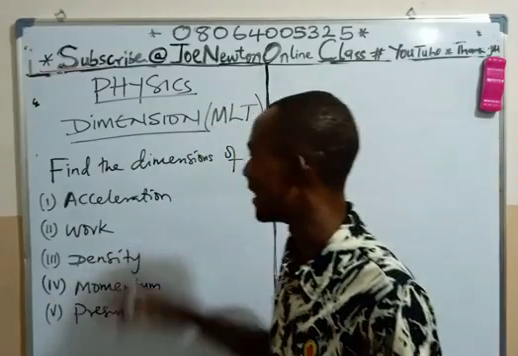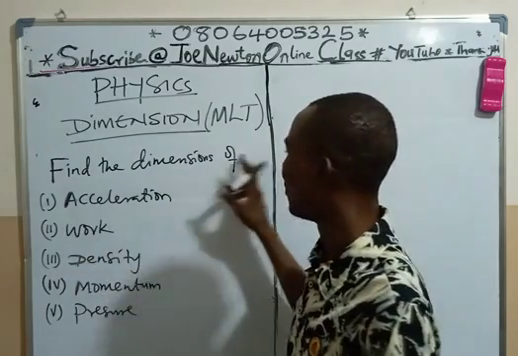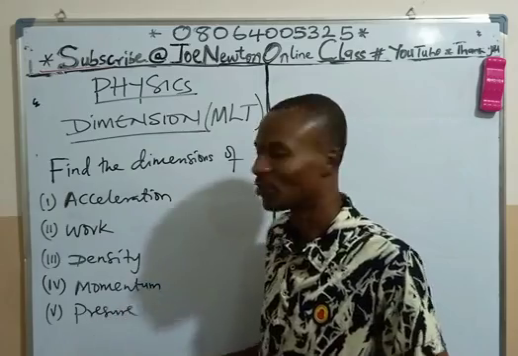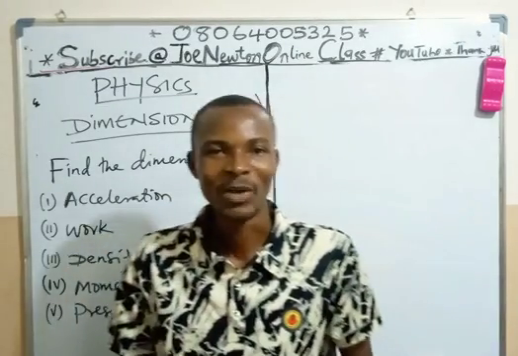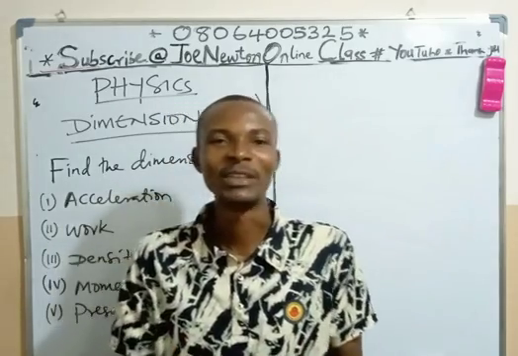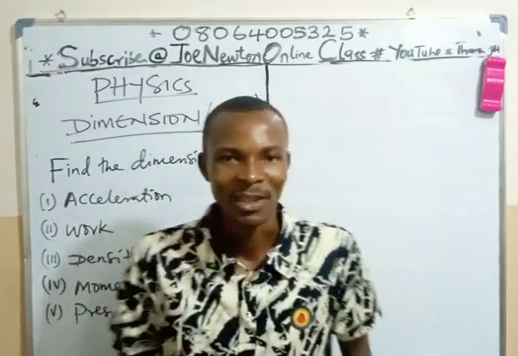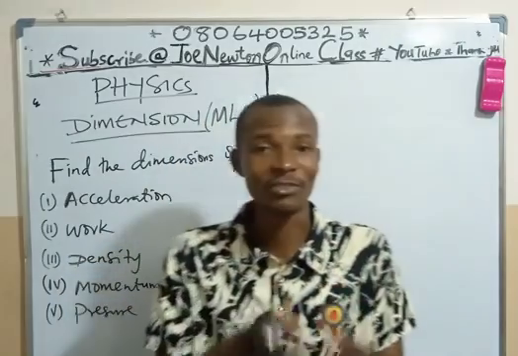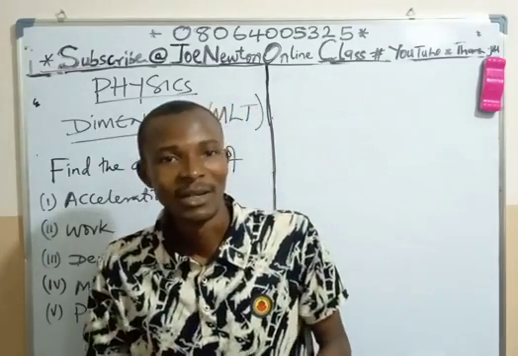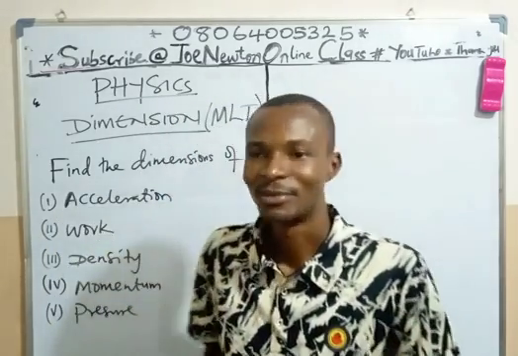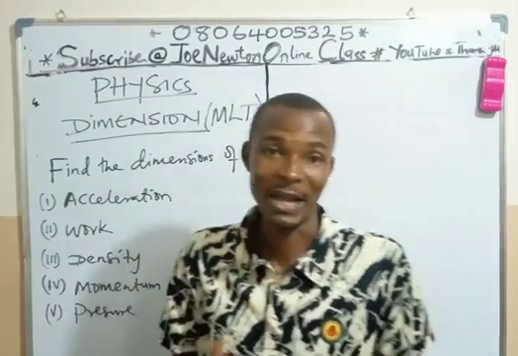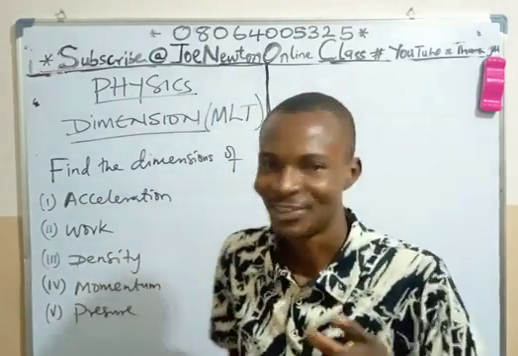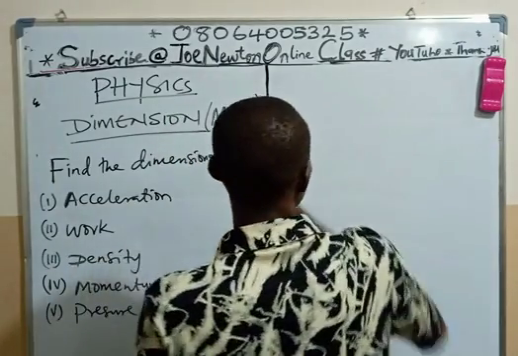Now join me, let us look at this. Find the dimensions of acceleration, work, density, momentum, pressure, and a whole lot of them. We have a lot of derived quantities, even velocity, force, energy, power. All these are derivable, but we are working on this. Perhaps after this you'll be able to tackle the rest, and I can even give you a task here. Join me. Now look at this.